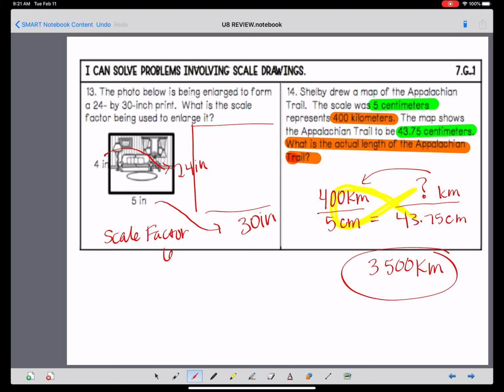Now you could double check all of this by dividing your top number by your bottom on both sides, and you should get the same decimal. For example, if I did 400 divided by 5, I get 80. And because this is proportional, if I divide my new answer by the denominator, so if I do 3,500 divided by 43.75, I get 80. And is 80 equal to 80? Yes, it is. So we know that we did our math right. But still, my answer is 3,500 kilometers.